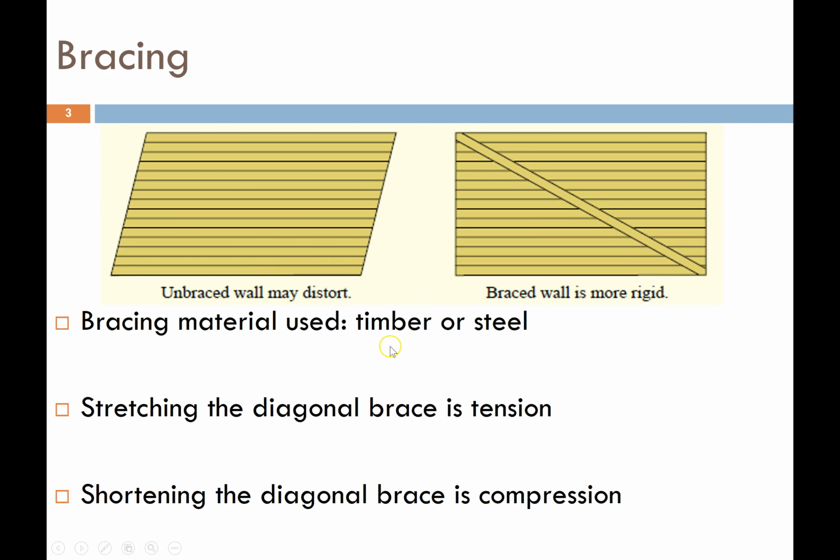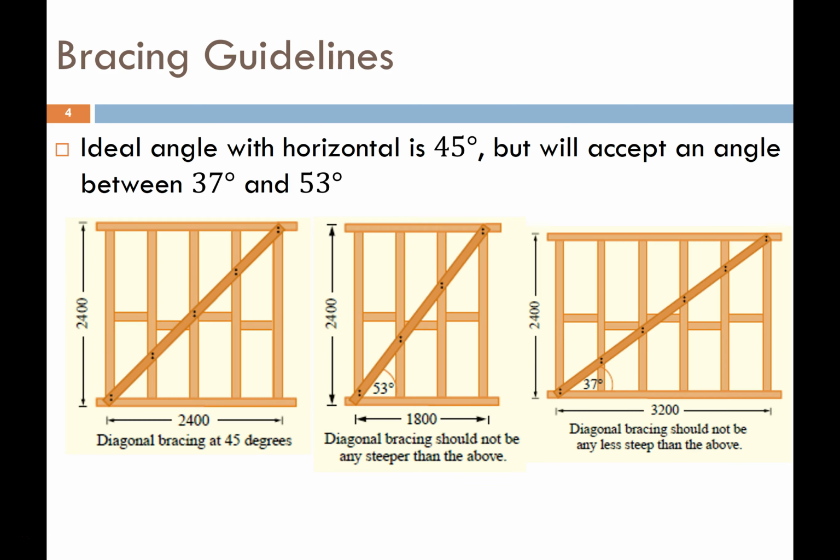So the bracing material, either timber or steel, typically diagonally. We've got these two ideas of tension and compression. So this supporting diagonal piece of timber or steel is either going to be stretched out or squished together, depending on where the movement is on the wall. And hopefully it supports it well.